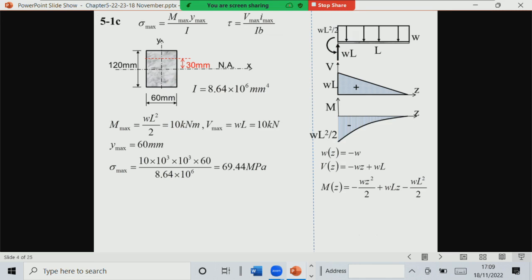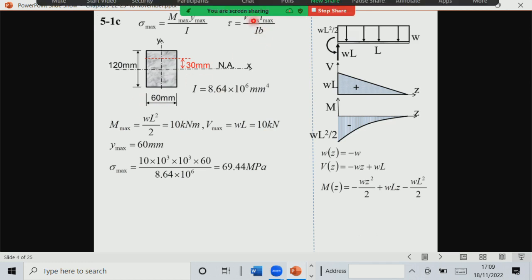Now the next requirement is to find the maximum shear stress. The shear stress does not depend on the bending moment. It depends on the shear force applied at each section. Now if you look at the shear force distribution, again the shear force for this case is maximum at the clamp support and is equal to W times L. So if I substitute it in the top equation here, V max must be equal to 10 kilonewtons, I, which I already have, the second moment of area, and the width is equal to 60 millimeters.